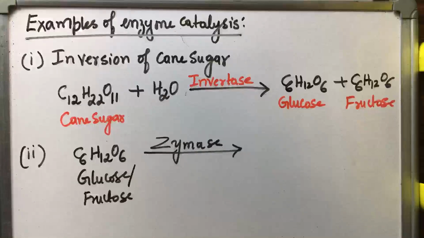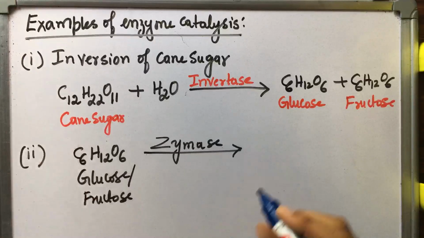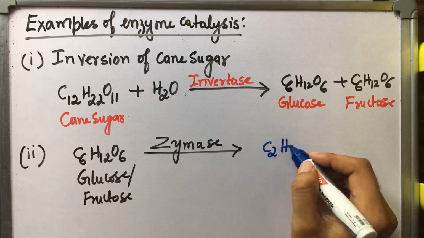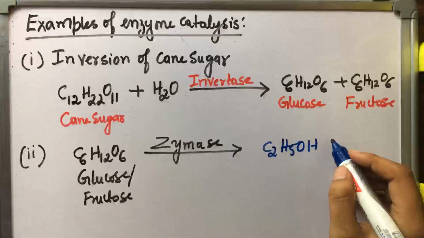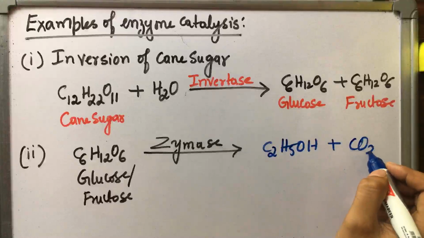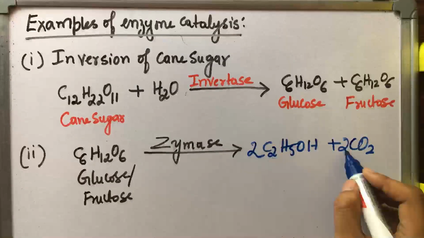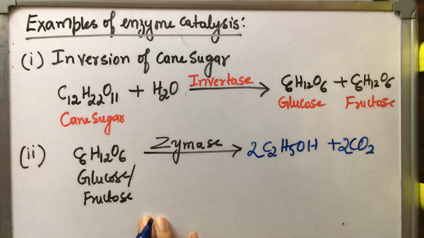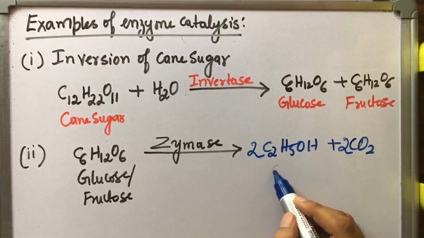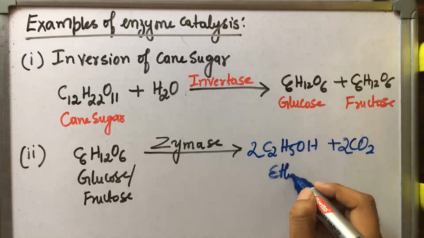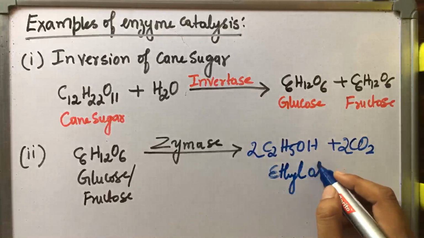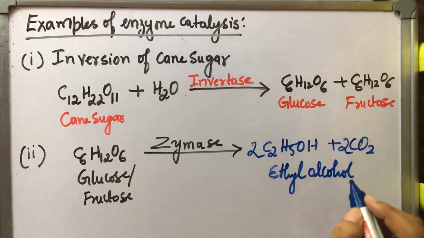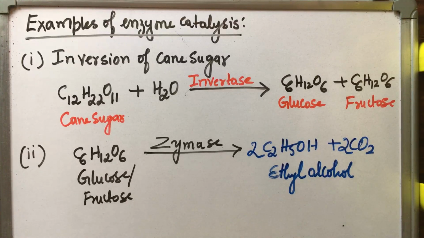Let me write it as ethyl alcohol, C2H5OH, and carbon dioxide. So 2C2H5OH and 2CO2. We have studied both of these equations in the chapter of alcohols, phenols and ethers. This is called ethyl alcohol. The other one is carbon dioxide.